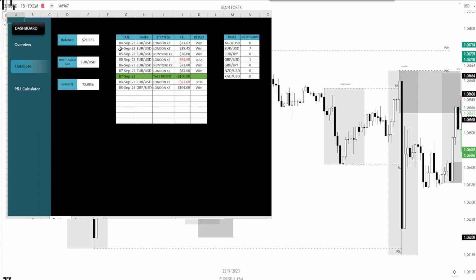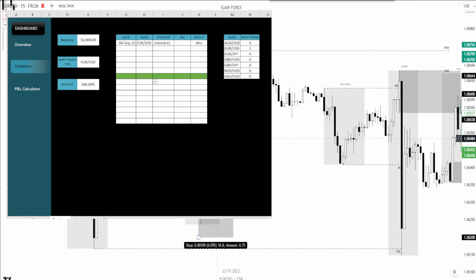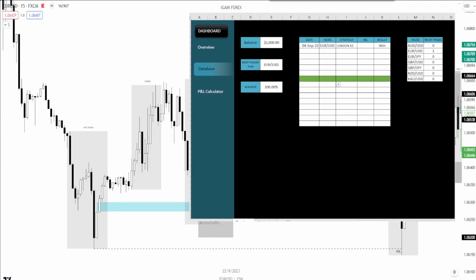So let's have an example here. This is how I get my position sizing. Let's say we have $1,000. Okay, so for me, let's say we have this trade here.